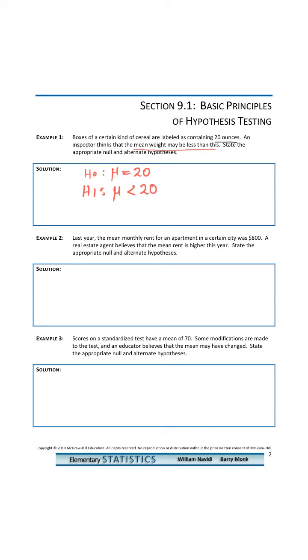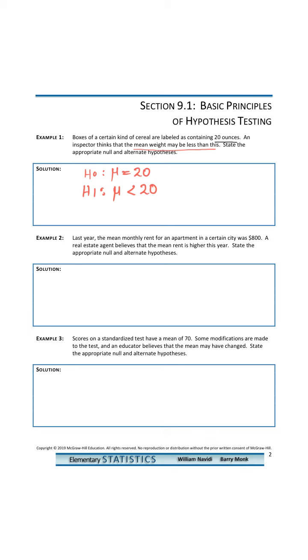So in general, a null hypothesis says that the parameter is equal to a certain value, while the alternate hypothesis says that the parameter differs from this value. Often the null hypothesis is a statement of no change or no difference, while the alternate hypothesis states that a change or difference has occurred.